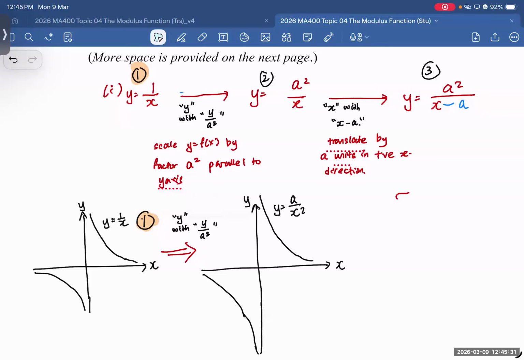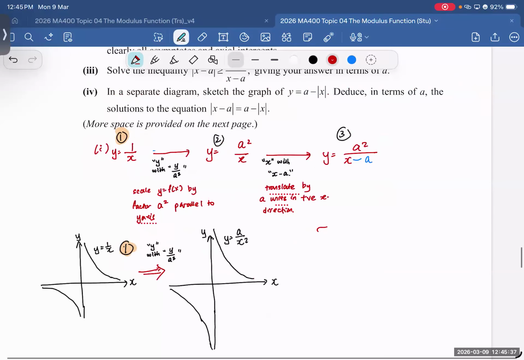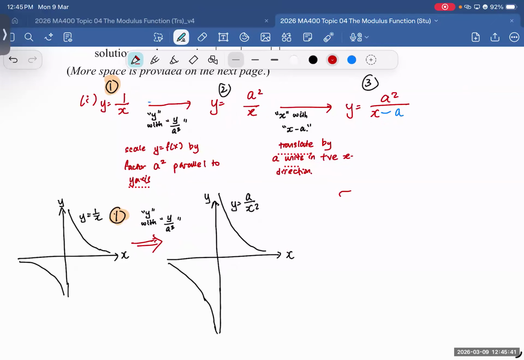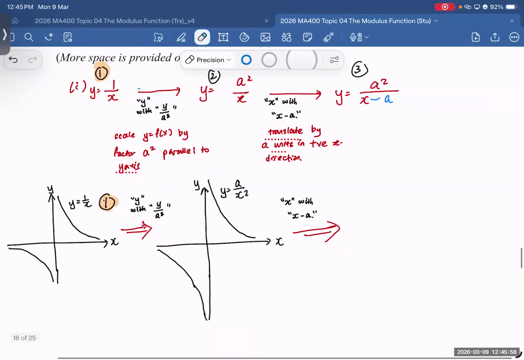Stay focused. You have to start somewhere. After which I replace x with x minus a. So from here, you see what I am doing now? I replace x with x minus a. If I replace x with x minus a, what would that be? That will be a translation of a units in the positive x direction.